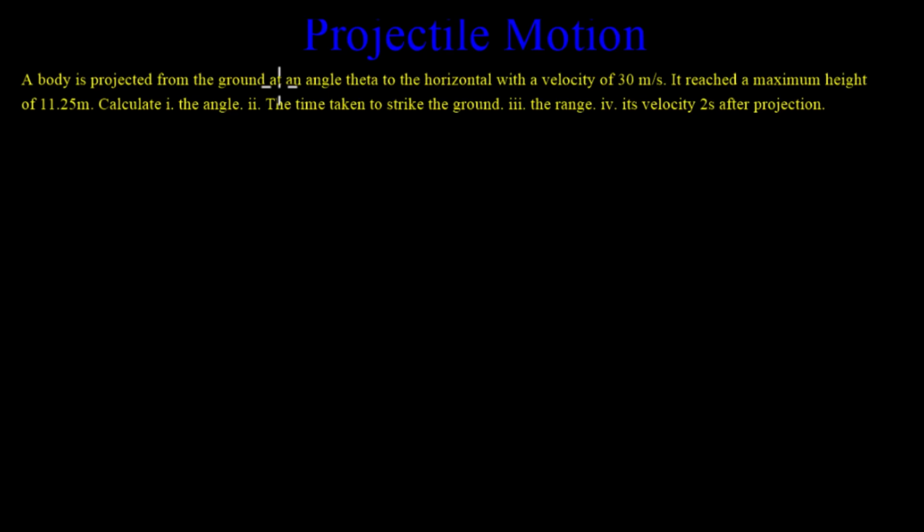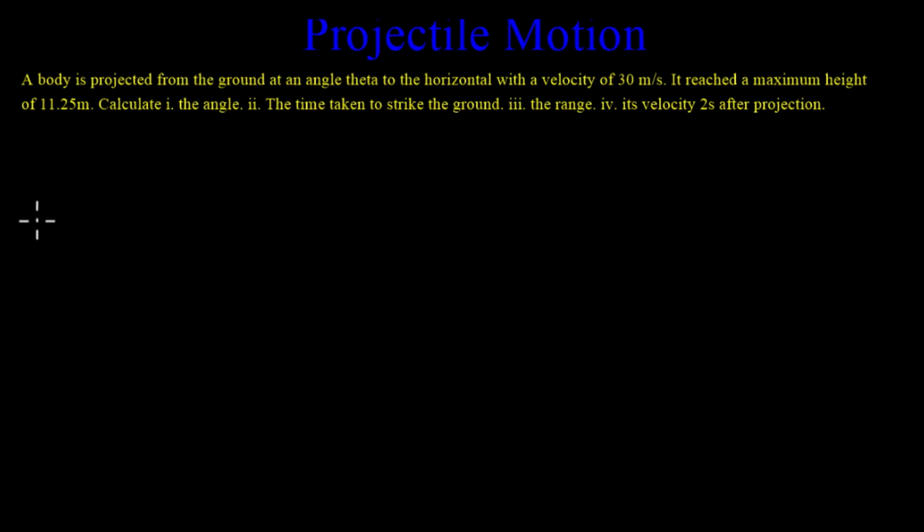For our question 3, we're told that a body is projected from the ground at an angle theta to the horizontal with a velocity of 30 meters per second. It reaches a maximum height of 11.25 meters. We're asked to calculate the angle, the time taken to strike the ground, the range, and its velocity 2 seconds after projection. Like we always do, the first thing is to sketch.